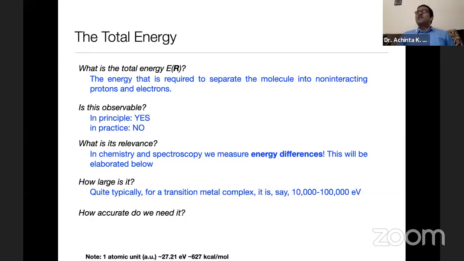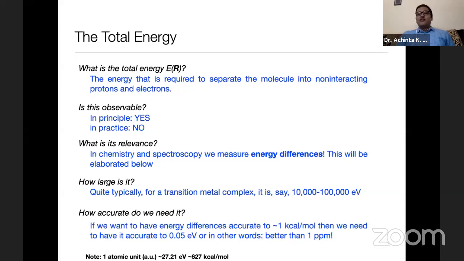Now, how much accuracy do we need in the energy difference? The chemical accuracy is 1 kilocalorie. Just to remember, what is the energy unit? The physicists love the atomic unit, AU. Chemists love kilocalories, sometimes the eV. So this is the conversion.